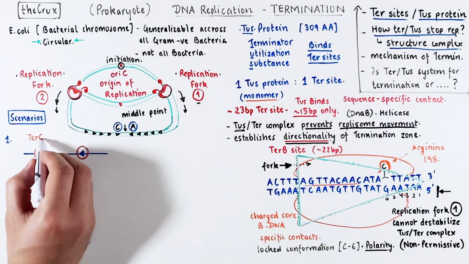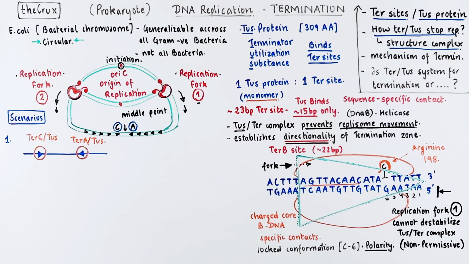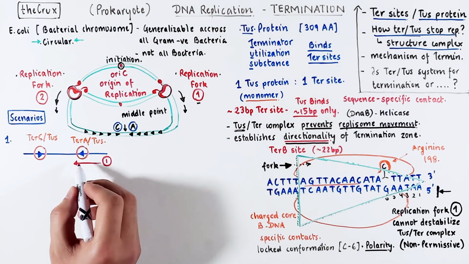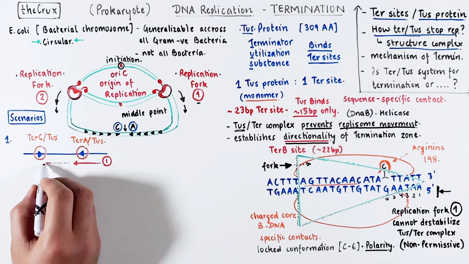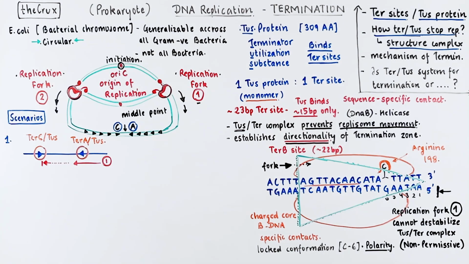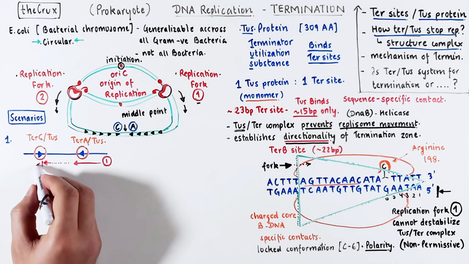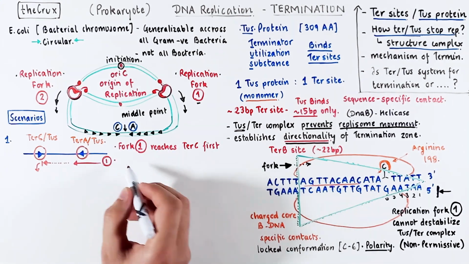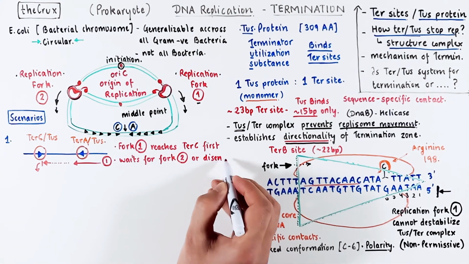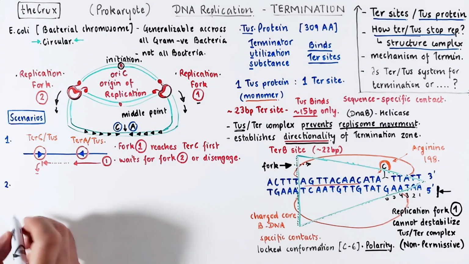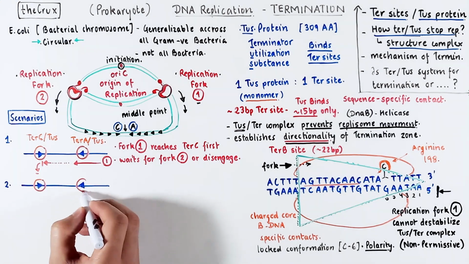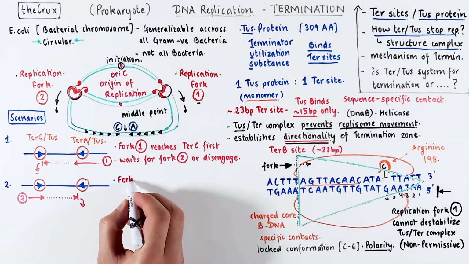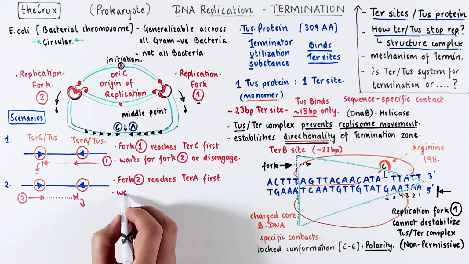Now let's get into the first scenario. In this scenario, replication fork 1 arrives at the replication termination middle point by crossing Ter-A, and it hits the non-permissive side of Ter-C. Now it can either wait there or be released. Let's formalize the scenario: fork 1 reaches Ter-C first, and either it waits for fork 2 there or disengages. In our second scenario, the situation is reversed, meaning that fork 2 reaches Ter-A first, and either it waits for fork 1 or it disengages.